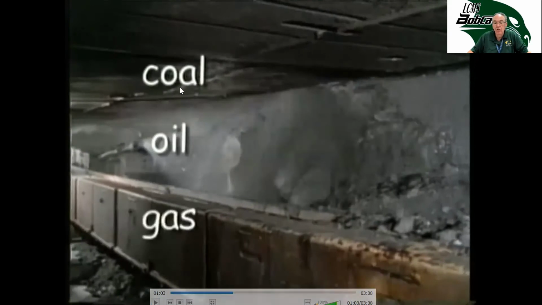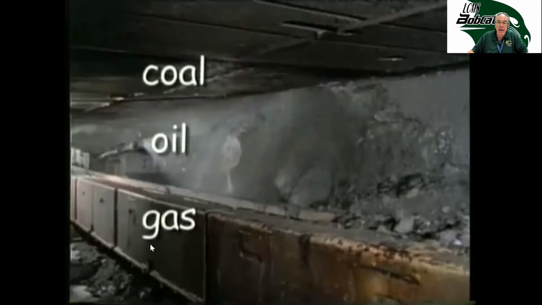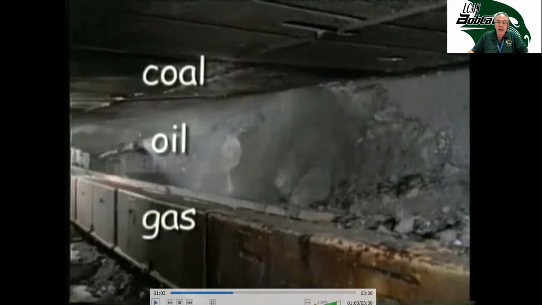So all of these things are storing energy as chemical potential energy, which is what we learned about in the last unit. And when they're burned, the energy conversion is from chemical energy to heat and light.